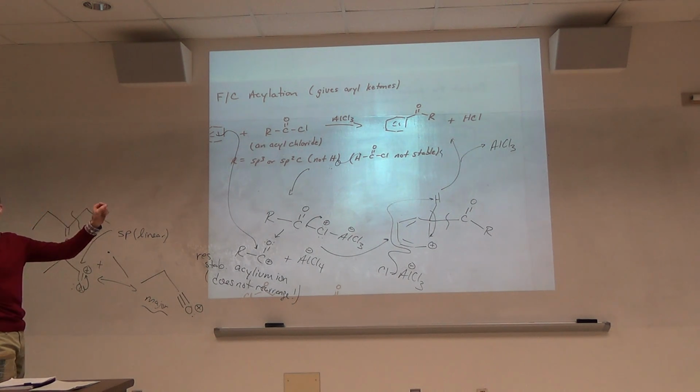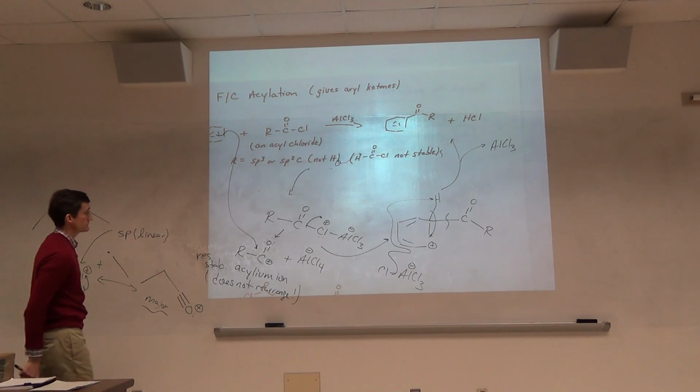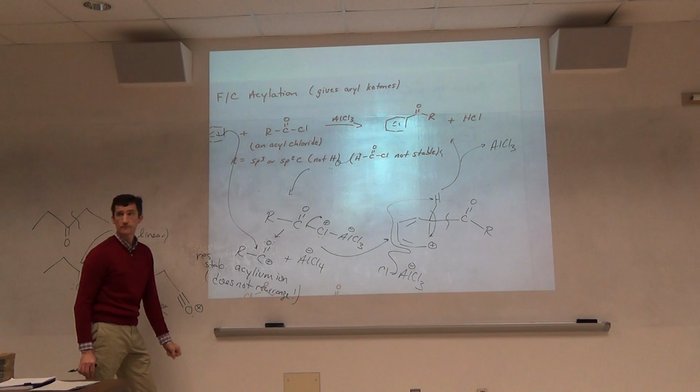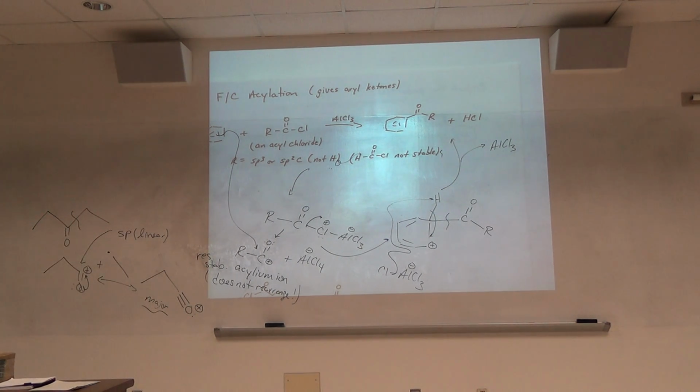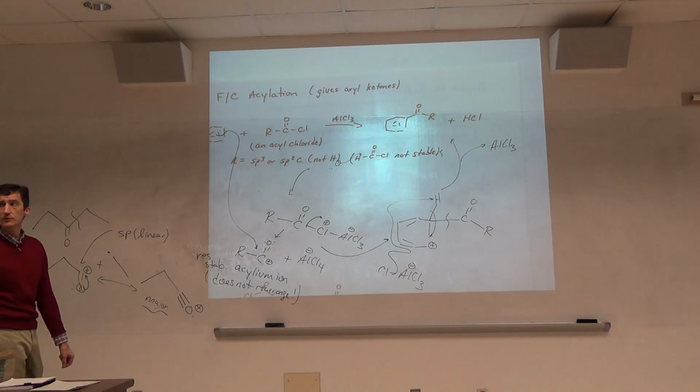What's the electrophile here though? Acylium ion. Acylium ion, made by complexing an acyl halide, usually a chloride, with aluminum trichloride. You don't have to worry about rearrangements, so problem number 3 is not applicable here.